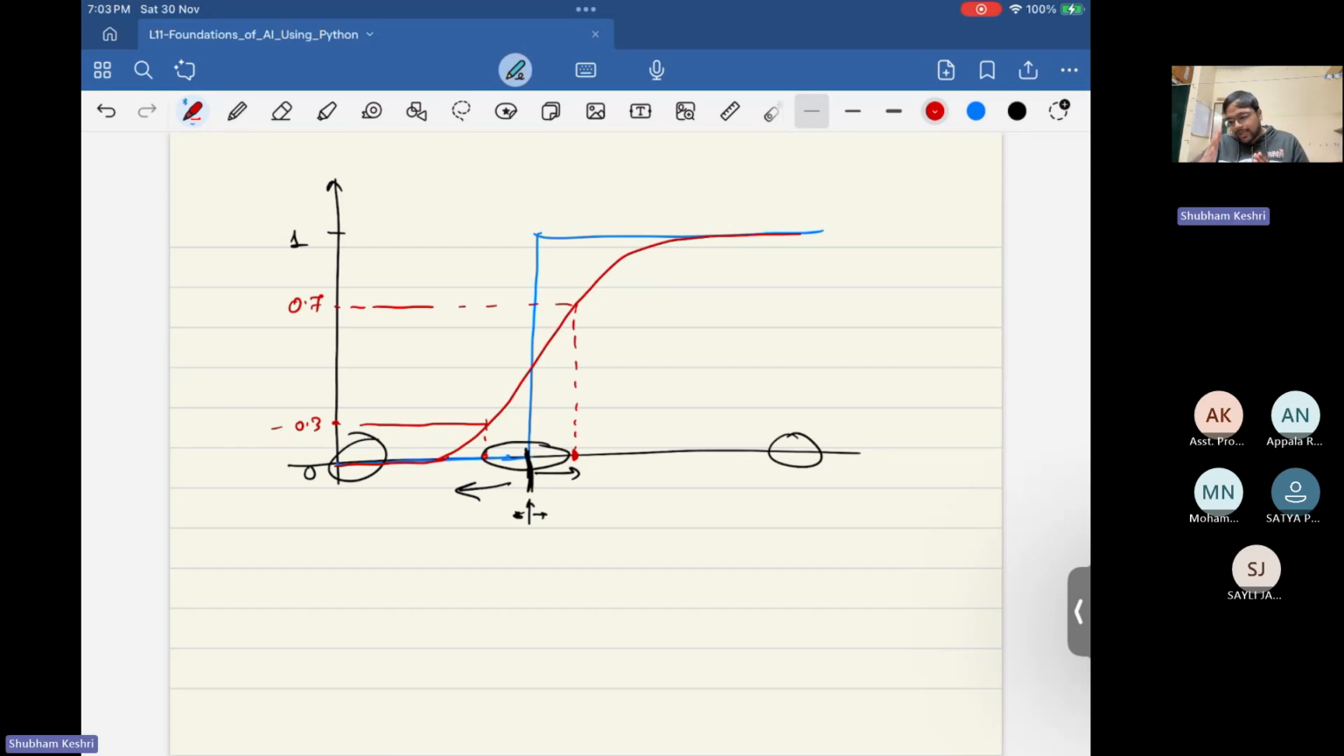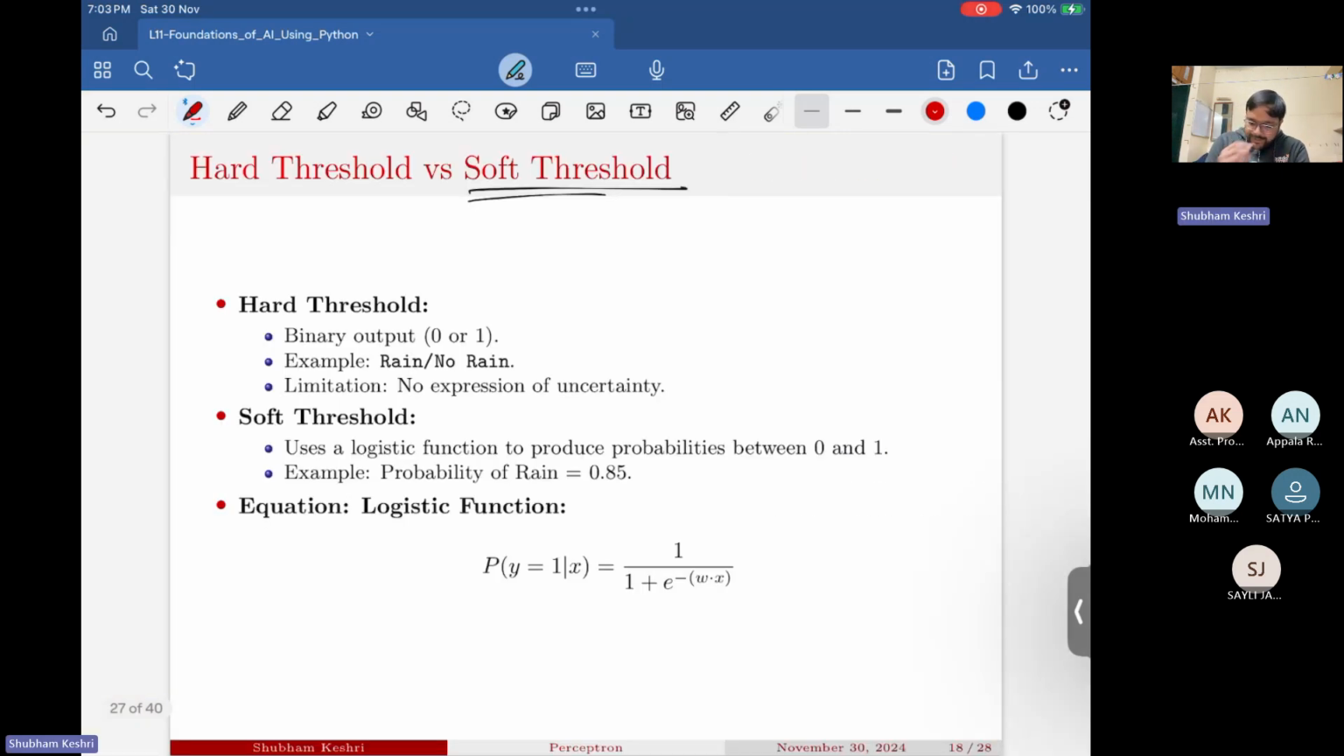Instead of plotting that hard line, that indicator function, we can have a function which is a curved, smooth function. Is that all right? Then I'll proceed further. So that function equation is something like this. You don't need to memorize. When you use Python, everything is inbuilt. So this is known as the logistic function.